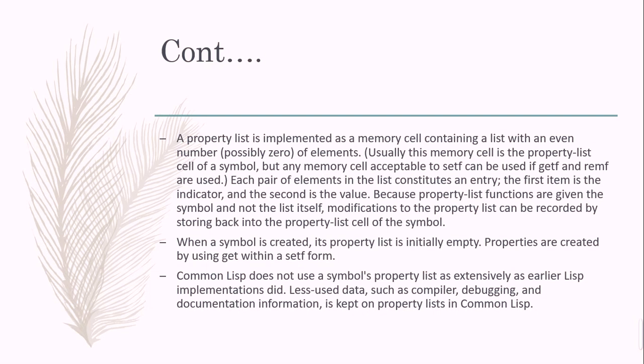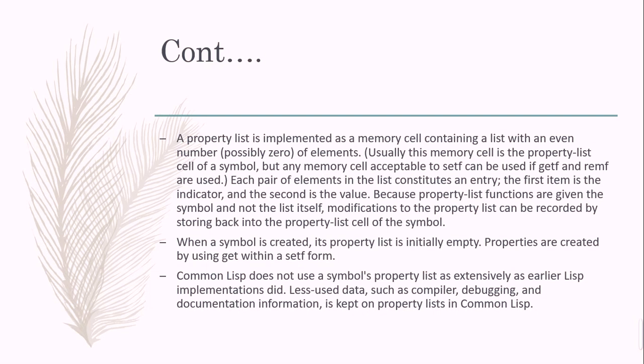The first item is the indicator and the second is the value. Because property list functions are given the symbol and not the list itself, modifications of the property list can be recorded by storing back into the property list cell of the symbol. When a symbol is created, its property list is initially empty. So they are saying that when a symbol is created, its property list is initially empty. Properties are created by using get within a setf form.